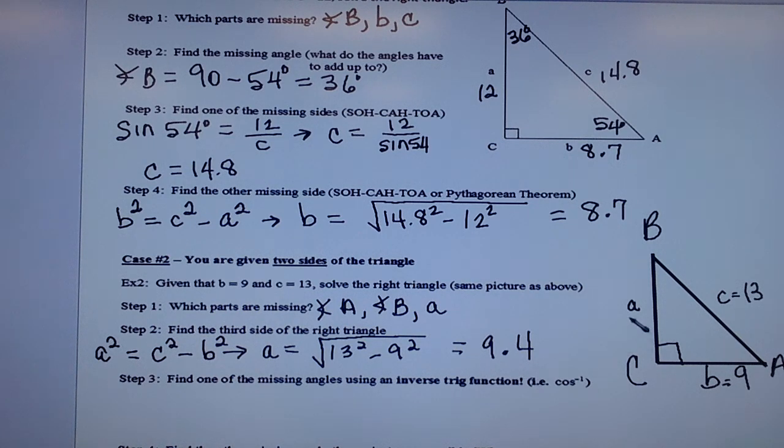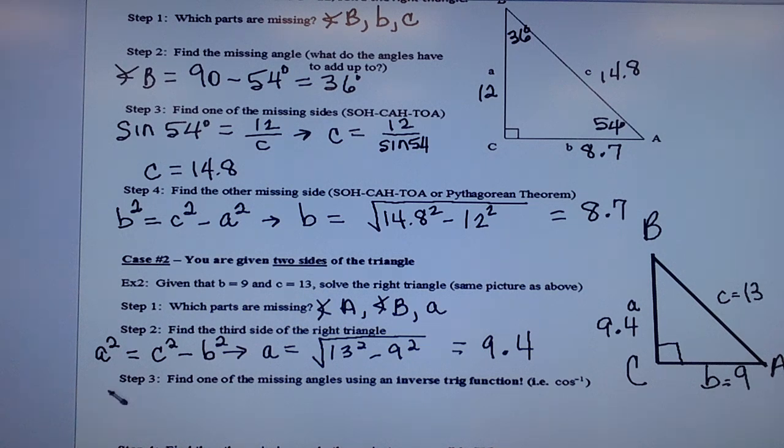Okay, so now we have a new challenge. We need an angle. We know that one of the angles is 90, but we need angles A and B. So let's see which angle we want to look for first. Let's say that I want to look for angle A first. You can choose to use sine or cosine. I'm going to use my given information because remember you can't go wrong with given information. And I'm going to look for angle A using cosine.